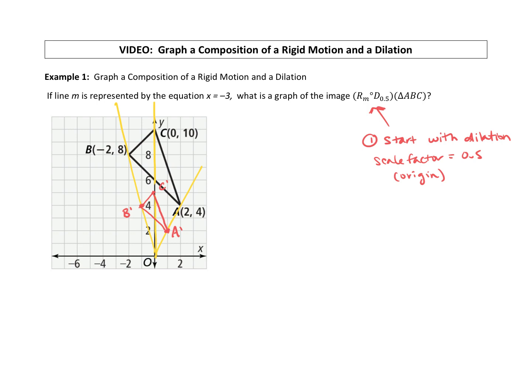So we just did the dilation of 0.5. After that, we're going to do the reflection across line M. And then if we remember, they did tell us that line M is the equation x equals -3. So we go over to our graph. We're going to draw in x equals -3 as a vertical line crossing through the x-axis at -3. So here's our reflection line right here.